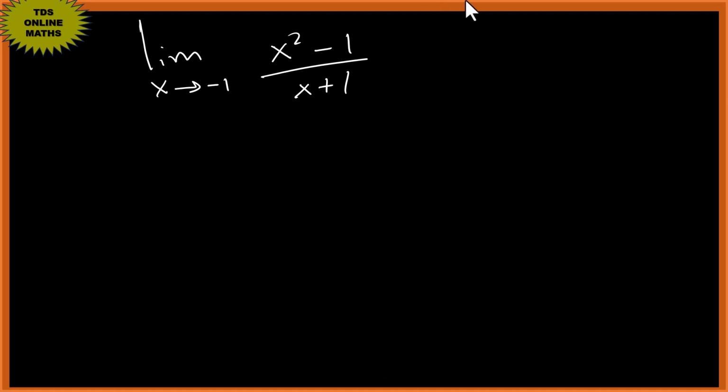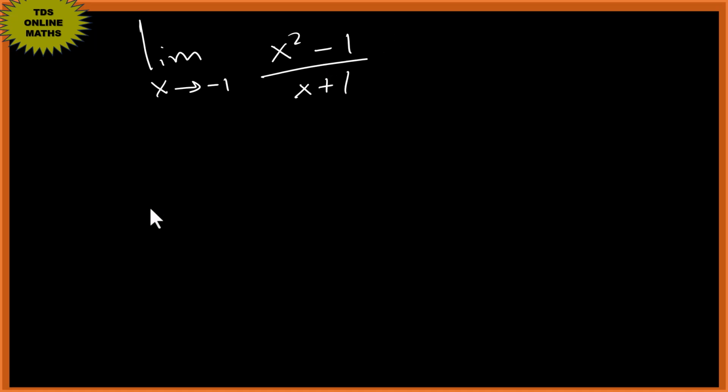All right, let's evaluate this limit. If I plug in -1 here, this will be 1. Then -1 plus 1 is 0, and this side also goes to 0, so it is undefined. So let's rearrange this well.